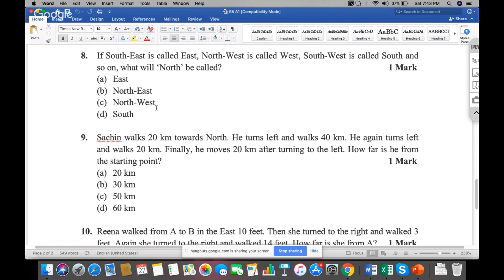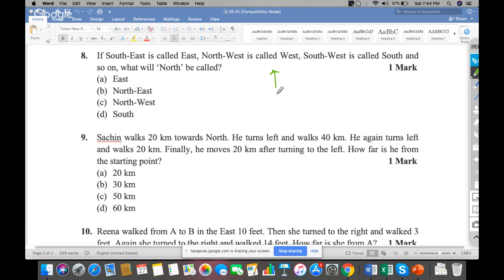Okay, let me solve question number 8 for you. If southeast is called east, so try to understand. This is east, this is north, south, west. So southeast is called east. Now this becomes east. This is southeast. This is called east now. Northwest is called west. So obviously, northwest would be called west, exactly opposite to it. And southwest is called south.